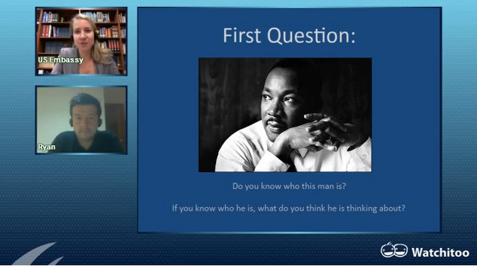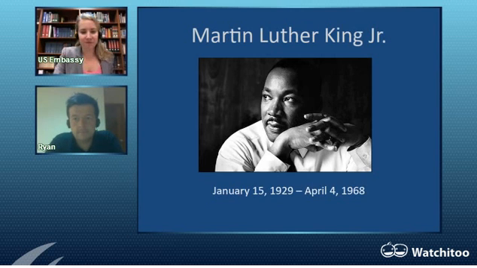So I'm going to start with my first question. First question is, do you know who the man in this photograph is? Some of you might already know who he is, so if you do, can you tell me, what do you think he is thinking about? Well, since many of you probably know the answer to the question, I'm going to keep going. The gentleman in the photo is Martin Luther King Jr. Martin Luther King and the ideals that he stood for are what we're going to talk about today in this webinar.